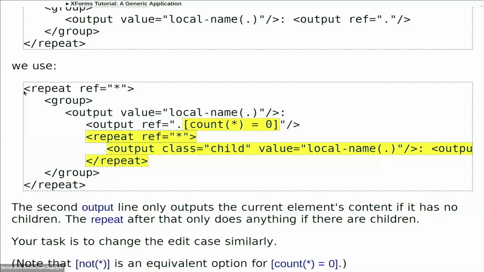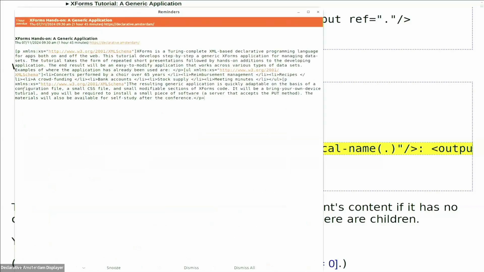So your exercise now is to change the edit case so that it can deal with sub-elements like this. I've used count star equals 0 just because it's obvious what that means, but in fact you can actually say not star as completely equivalent instead of that count star equals 0.